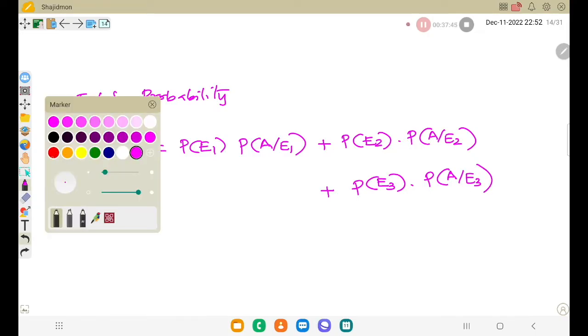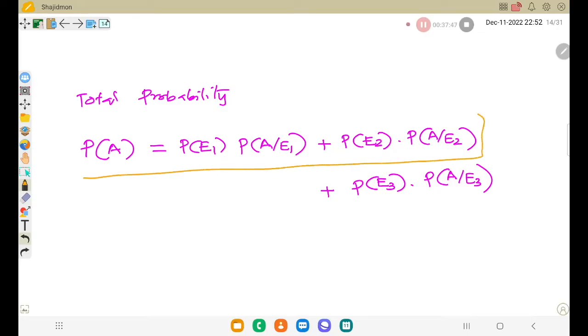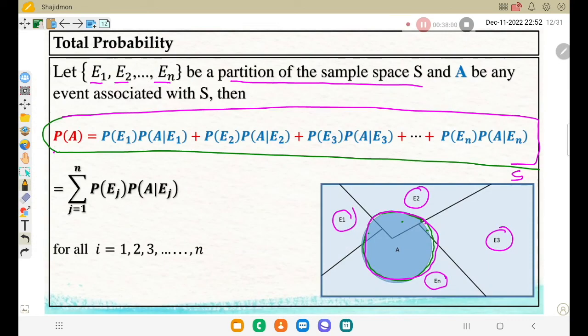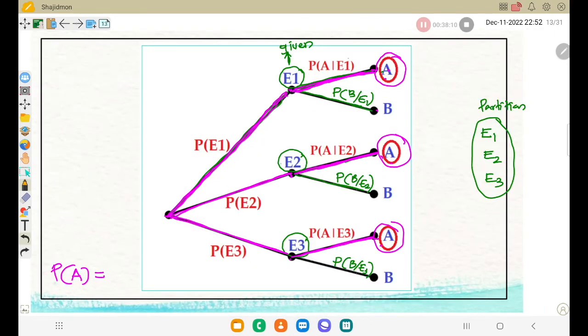If we have 2 partitions, we write up to this one, correct? If we have 3 partitions, one more term will come like this: probability of E3 multiply probability of A given E3. This is total probability, okay? So here this rule we have written generally, n partitions are there. So we write up to probability of En multiply probability of A given En. I hope you understood the meaning of total probability.